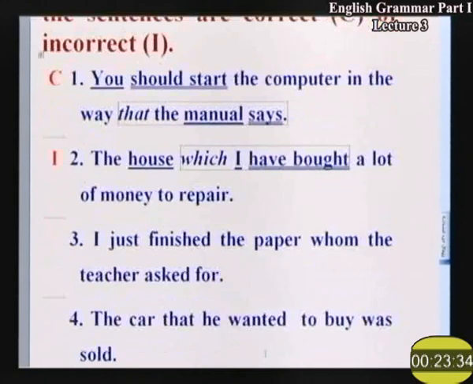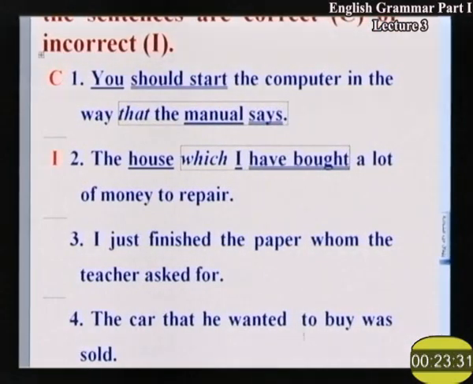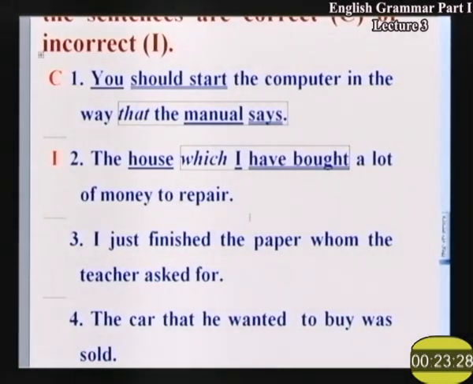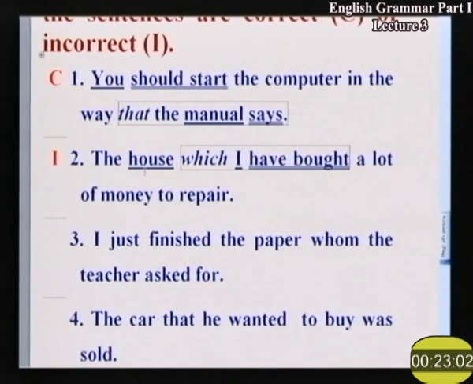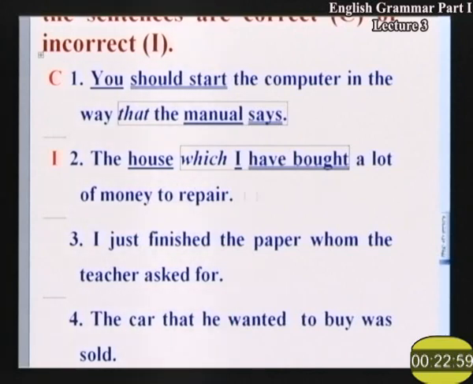Let's look at this one. The house. The house is a noun at the beginning of the sentence, so it must be the subject. Which refers to house. Which is the connector. After it, I is the subject and have bought is the verb. Which I have bought is an adjective clause coming after the word house, describing the word house. A lot of money to repair.